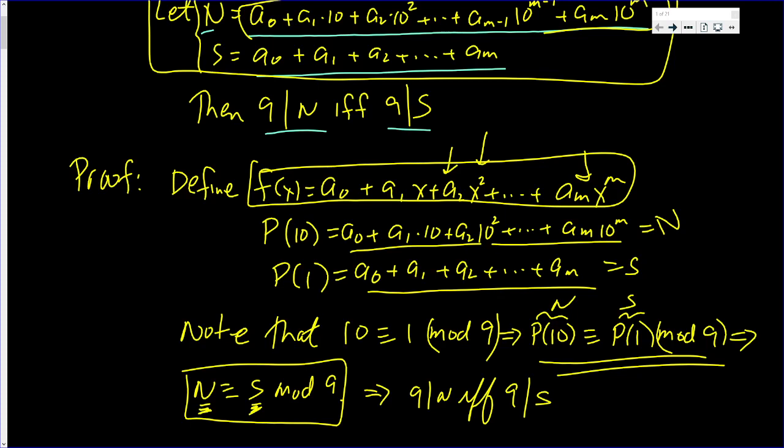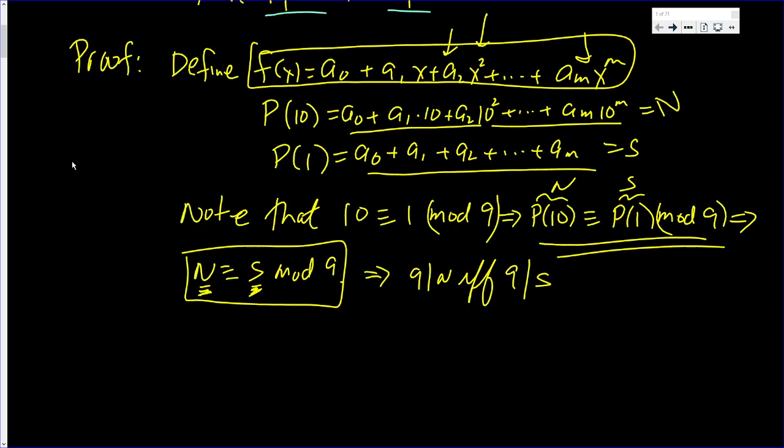Does 9 have to go into n? Absolutely not. 9 does not have to go into n. But I'll tell you one thing. If 9 doesn't go into n, 9 won't go into s, because n and s leave the same remainder when you divide by 9. But when 9 does go into n, and that's what we want to find out.